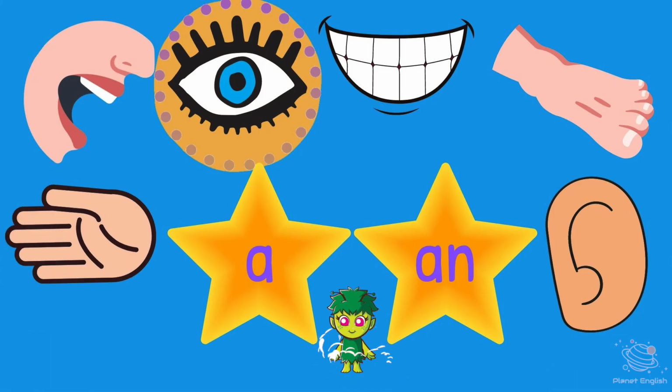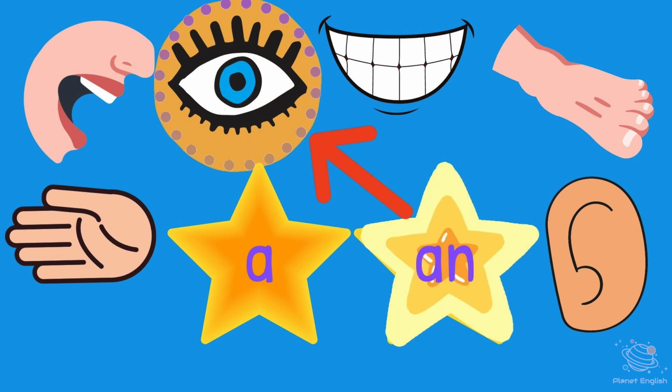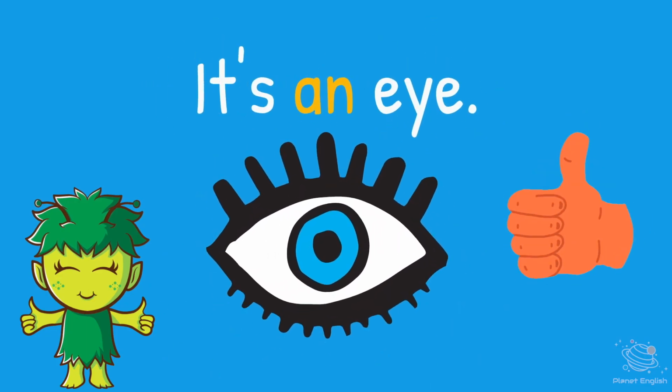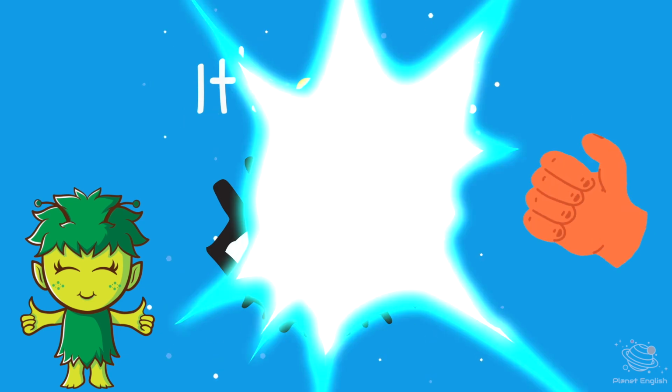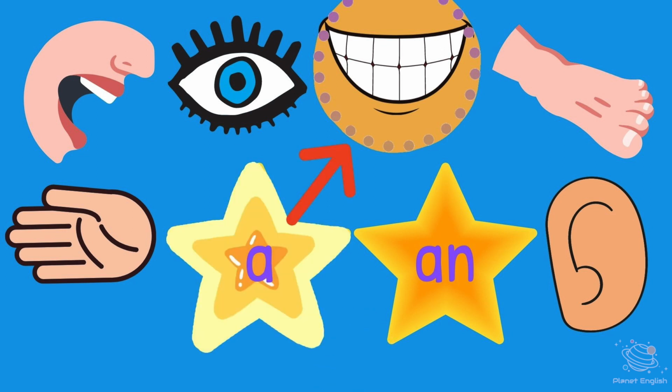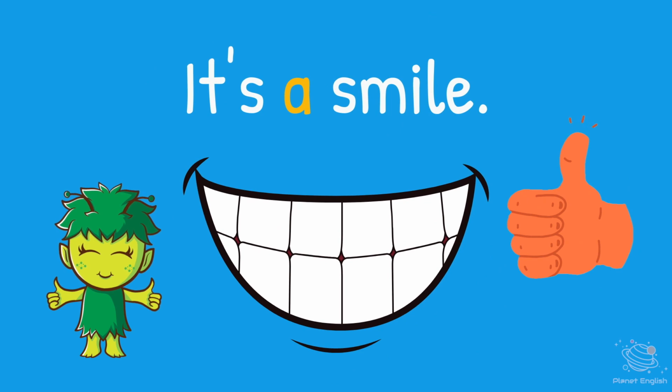Is it a or an? Well done. It's an eye. Is it a or an? Well done. It's a smile.